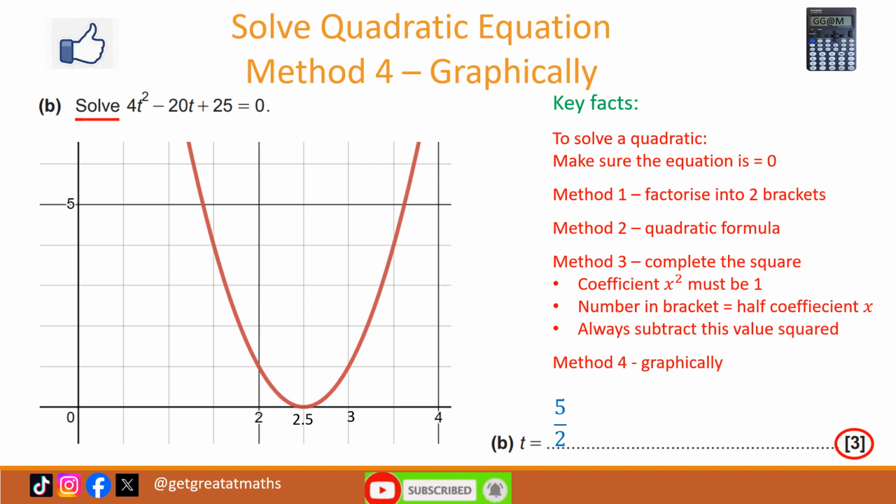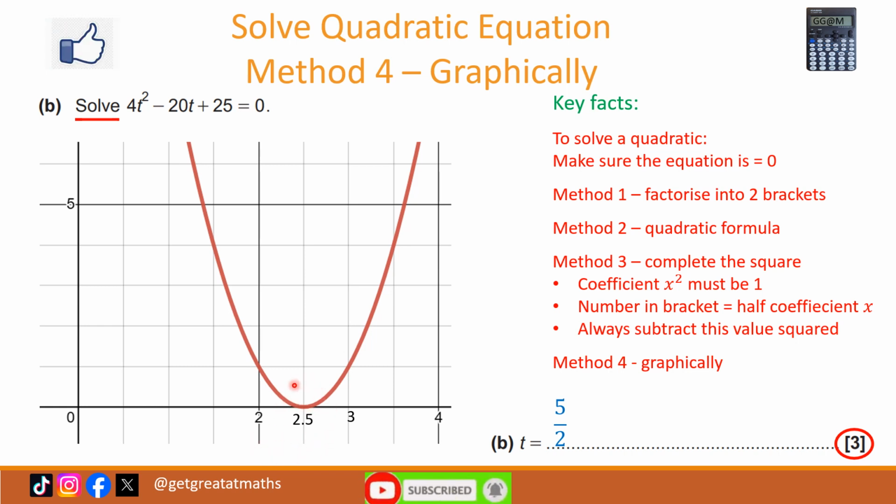Now the last method is to actually be able to draw it out graphically and show what is happening. So in this case here, if you sketch the graph of 4t squared minus 20t plus 25 equals 0, it would draw you a graph looking like this. Now because we only had one bracket when we factorised, or when we completed the square, we only were getting one solution out every single time. That means that the curve is sitting on the axis.